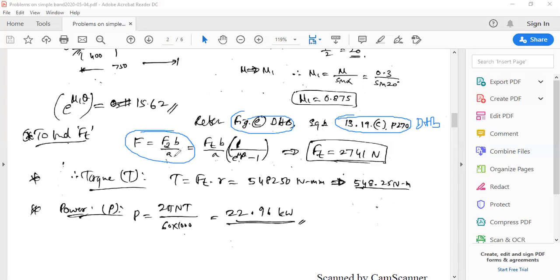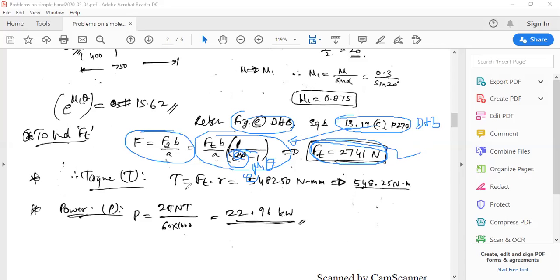Here, F2 into B divided by A, but we don't know the value of F2. Either you can calculate F2 separately and substitute here, or the expansion is given adjacent to this equation in equation number 13.19c. Using that equation, Ft into B divided by A into bracket 1 divided by e raised to mu1 theta minus 1. The mu1 is already calculated, and e raised to mu1 theta is 15.62. So the value of Ft we get is 2741 newtons.